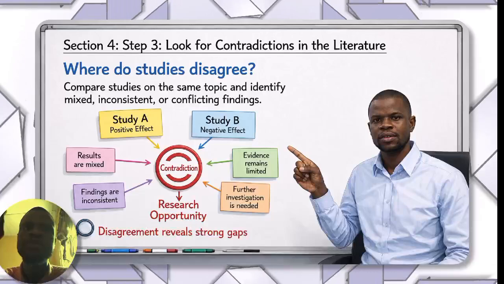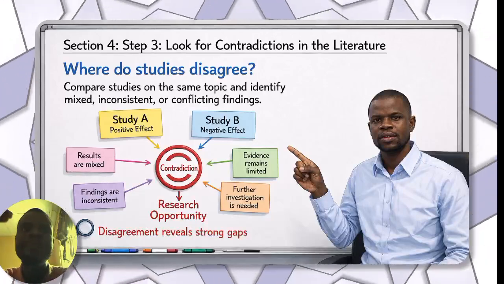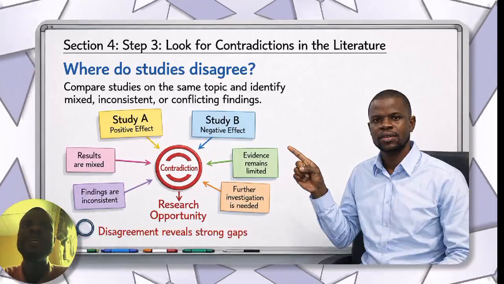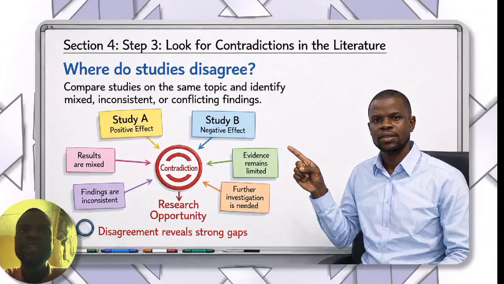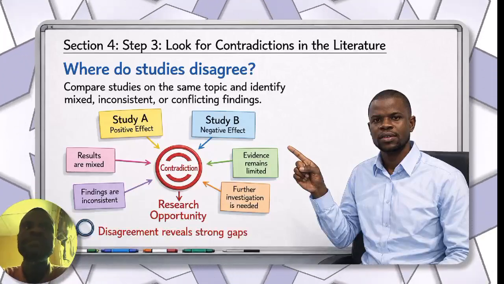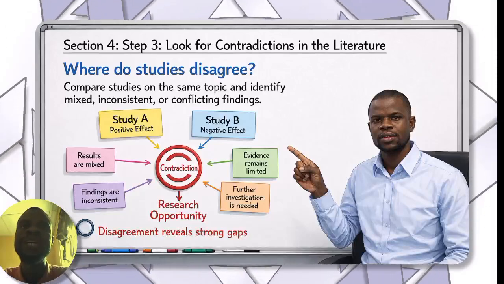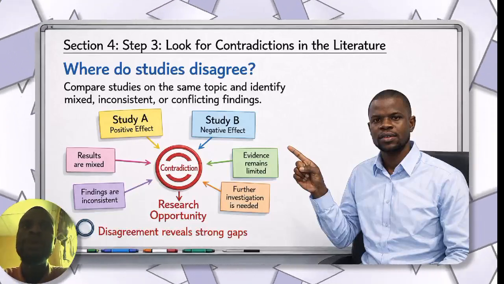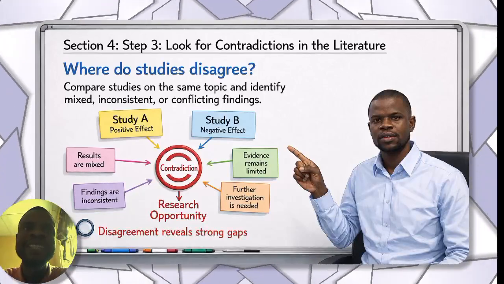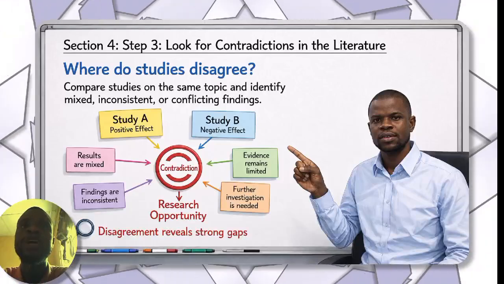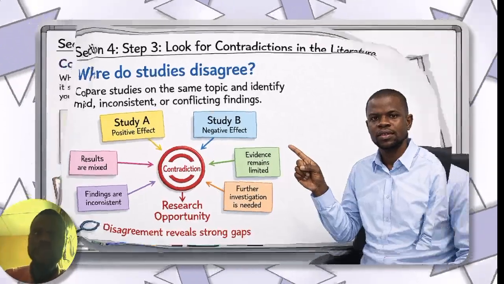Pay attention to phrases like results are mixed, evidence remains limited, further investigation is needed, findings are inconsistent. These statements often point directly toward possible research gaps. Whenever researchers disagree, there is usually room for deeper investigation.